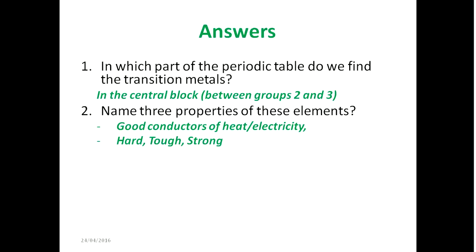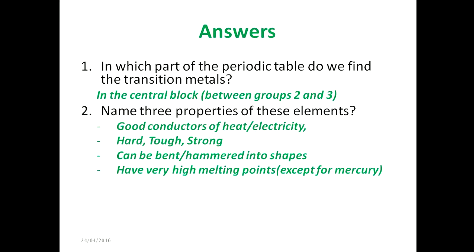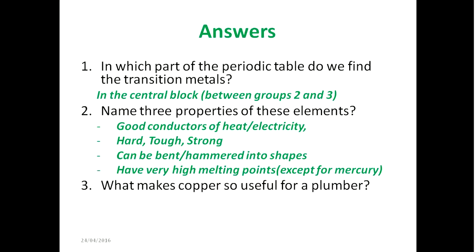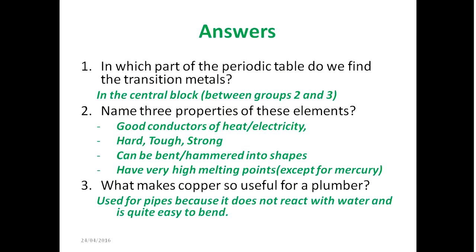They are hard, tough, strong. They can be bent, hammered into shapes, and they have high melting points except for mercury. And I've highlighted more than three properties here. Question 3. What makes copper so useful for a plumber? And the answer is they can be used for pipes because it does not react with water and it is quite easy to bend.